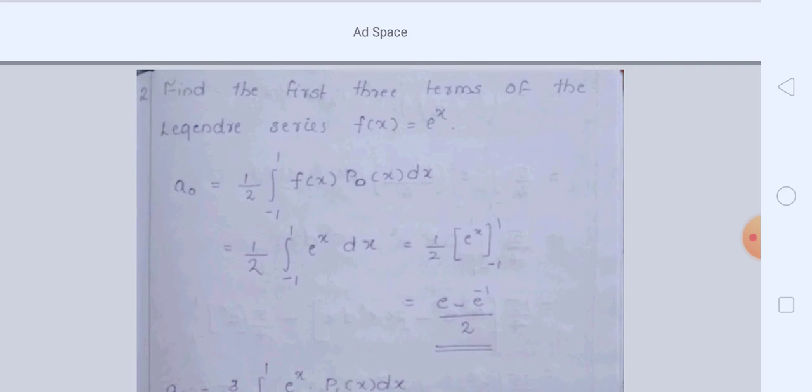We can find the first three terms using these a_0, a_1 and a_2. That is, the first term is a_0 P_0(x), the second term is a_1 P_1(x), and the third term is a_2 P_2(x). Then a_0 into P_0, which equals 1, so a_0 into 1 is the first term. The second term is a_1 into P_1. Here a_1 equals 3 by e, so 3 by e into x, since P_1(x) equals x. Then 3 by e into x is the second term.